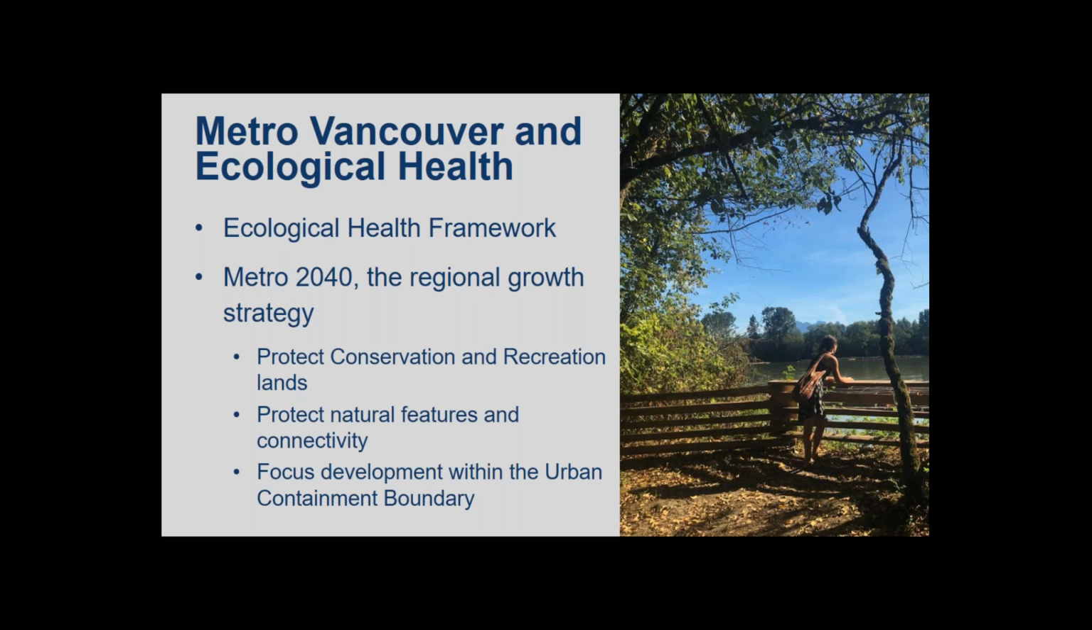And then Metro 2040, the regional growth strategy, sets out the collective vision for how our region is going to grow. And it provides us a framework for land use planning, including for the environment and climate change. And some key ways that Metro 2040 aims to enhance ecological health are through strategies on protecting conservation and recreation lands and protecting and enhancing natural features and their connectivity. It also focuses development within the urban containment boundary with the aim of avoiding sprawl that can consume natural areas.